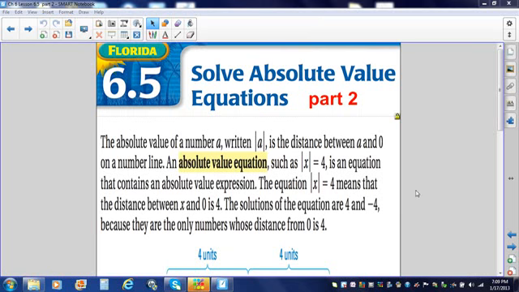Hey guys, this is Mr. Phillips. Once again, lesson 6.5, solving absolute value equations part 2. Buckle those seatbelts, and here we go.